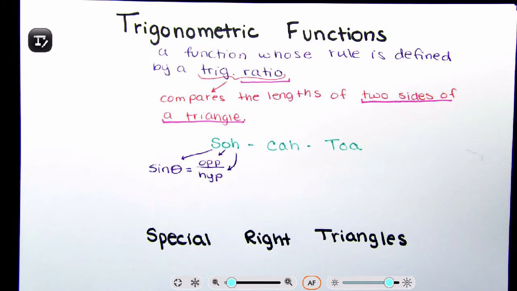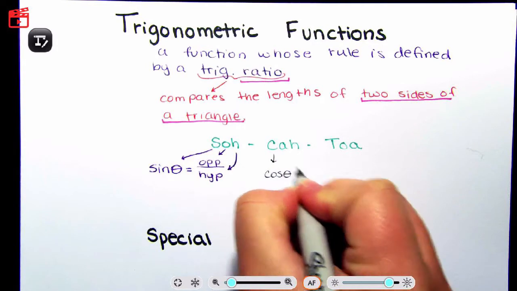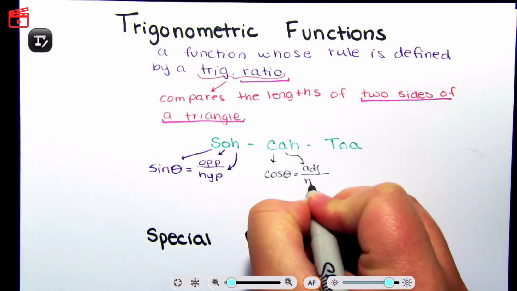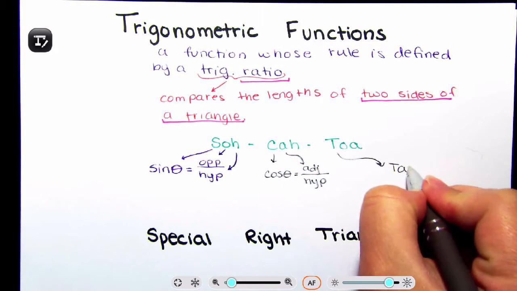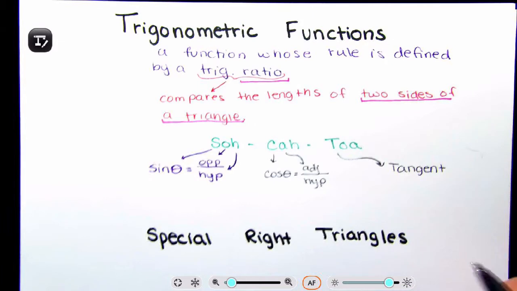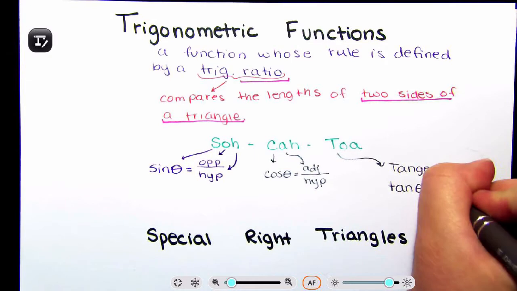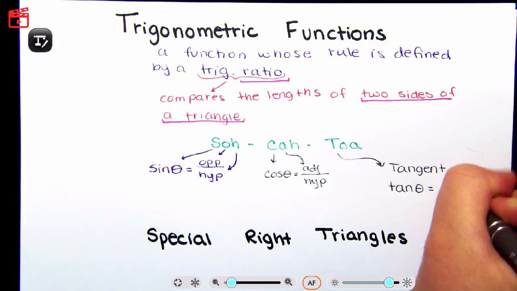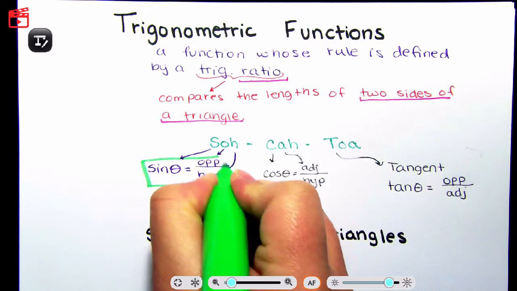CAH means you have cosine of theta equal to adjacent over hypotenuse. And TOA means you have tangent. Let's abbreviate it. Tangent of theta is equal to O stands for opposite, A stands for adjacent. And I'm going to bubble those in so you guys can see. So these are our three basic trigonometric functions.